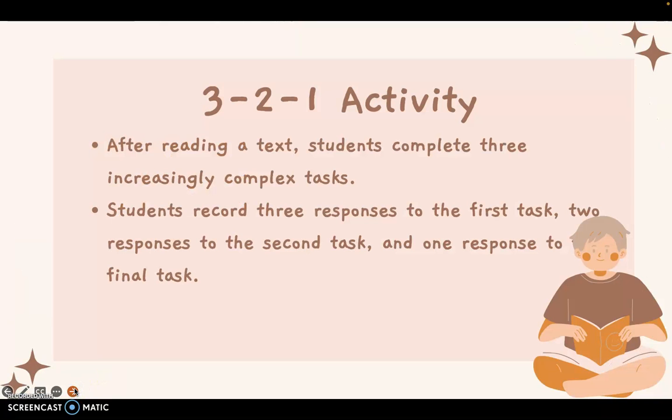And then our final strategy is the 3-2-1 activity. So after reading a text, students complete 3 increasingly complex tasks. So students record 3 responses to the first task, 2 responses to the second task, and 1 response to the final task. And there's a lot of ways that this might look for a classroom, just depending on what you desire to assess.